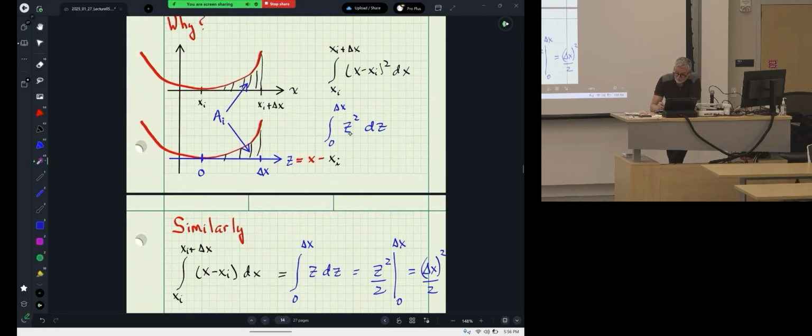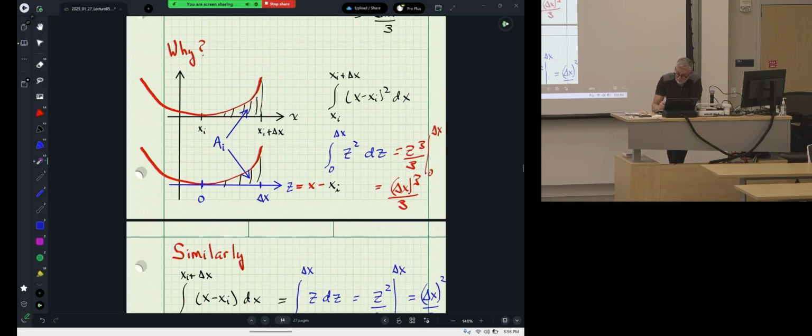And so this becomes z cubed over 3 from 0 to delta x, and so we just get delta x cubed over 3. So that's a lot easier than messing with this integral, okay? So you just do a shift, a change of variables.